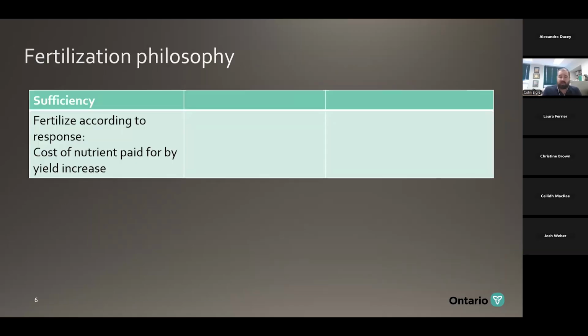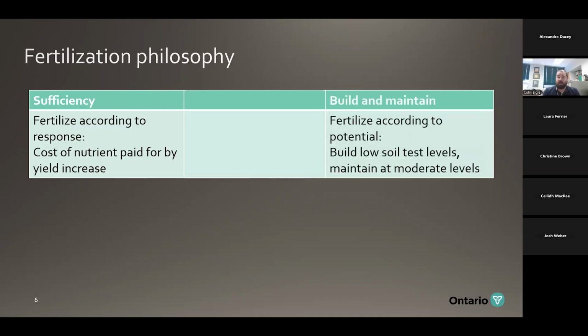So the first philosophy is what we call the sufficiency approach. And this is where we're looking to fertilize according to the response of that fertilizer. So when we apply something like phosphorus, we want to know that the amount that we apply is going to pay for itself in a yield increase. Otherwise, we're not going to apply it if we don't see that yield increase substantially just based off that nutrient that we apply.